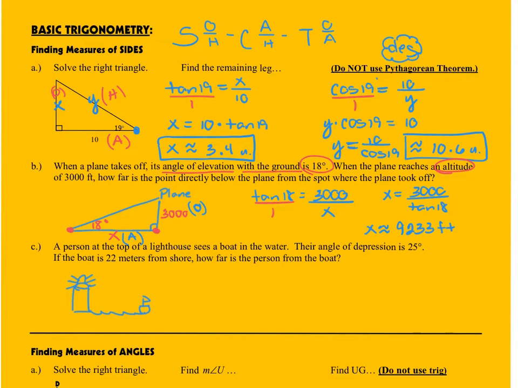Now that's kind of an odd answer, although the problem started off in feet, but it might ask you to convert this to miles. There are 5,280 feet in a mile. So we could work that out and, if it asked for it in miles, we'd get about 1.75. But we'll leave it in feet.